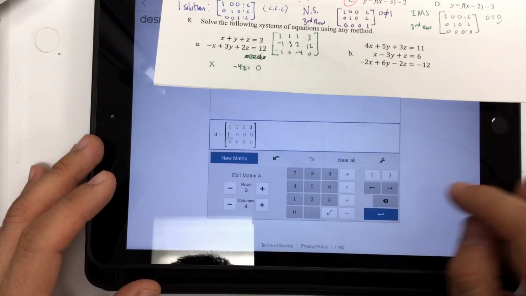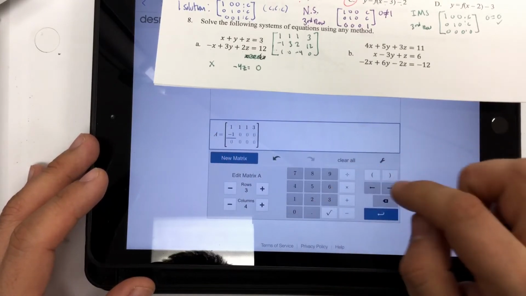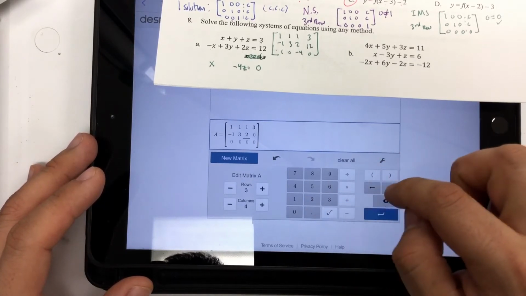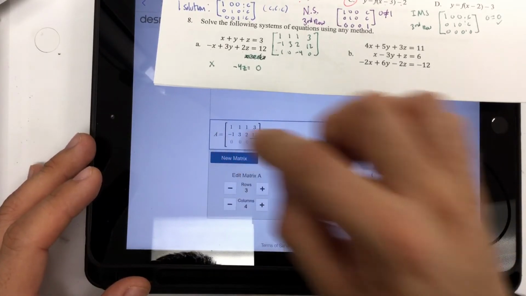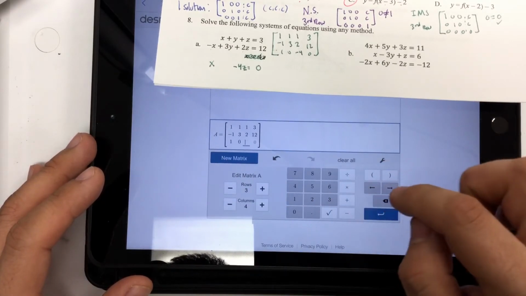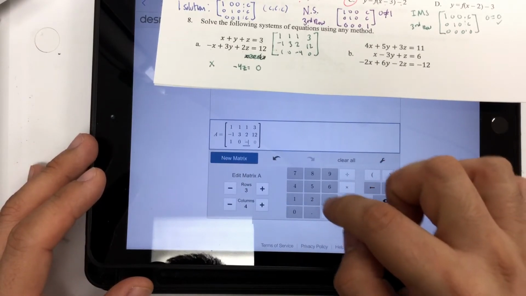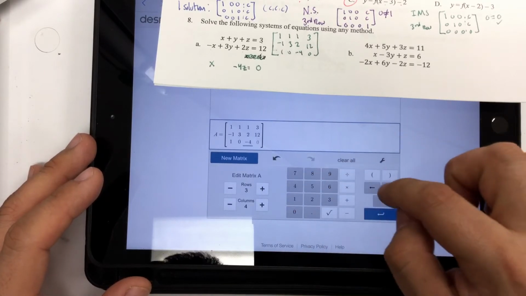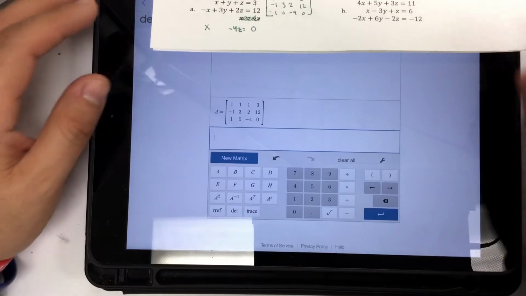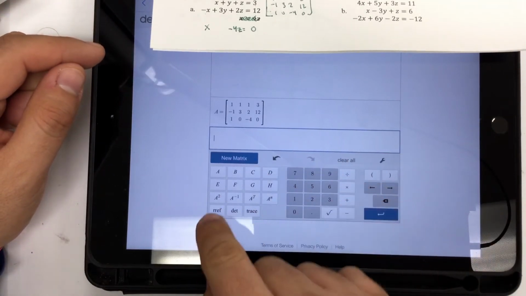Then the next one is -1, 3, 2, 12. And in the last row, we have 1, 0, -4, and 0. Okay. Now we're going to type our ref, so the bottom left.